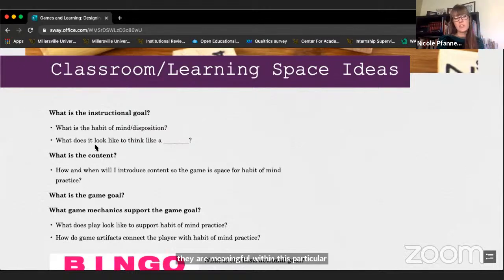And so it comes back to, and kind of the easiest way to start breaking that down is to really sit down and think through, what does it look like to think like a, and then insert your field here. Which then, and I purposely reordered the questions from what they usually typically are, educators who are creating these learning spaces start with the content. I put content second to instructional goal because the content can shift and change.